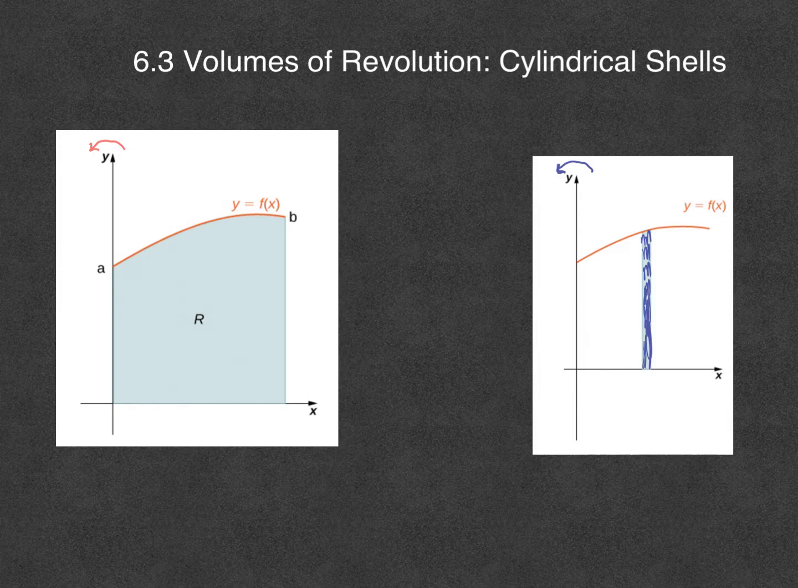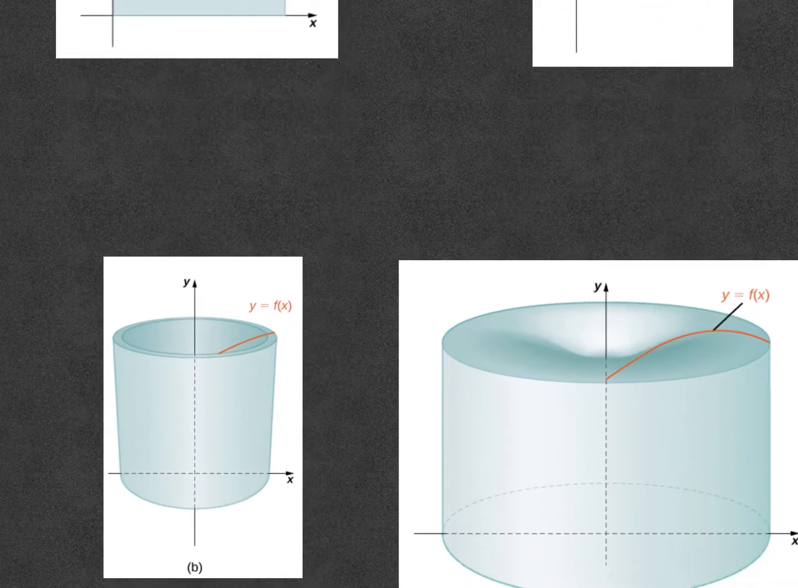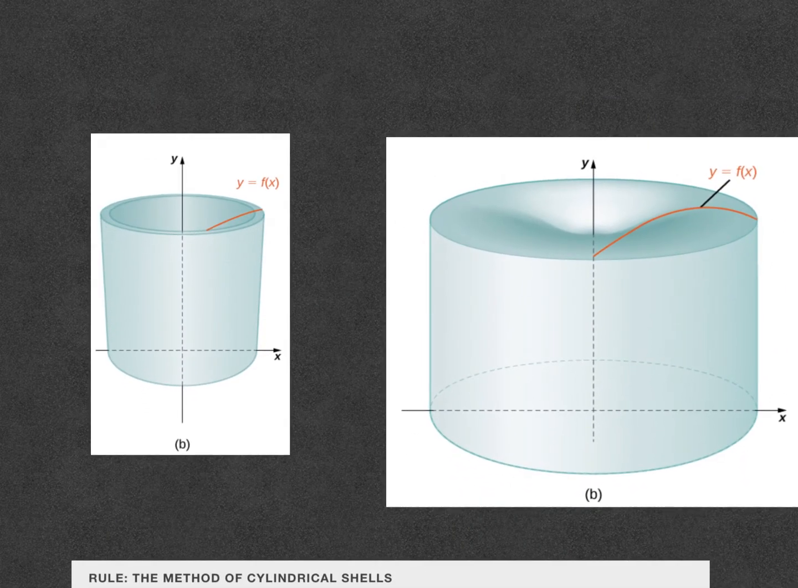And to help with the visual, we have these two pictures here. The one on the left is a single rectangle revolved about the y-axis, creating a shell, a really thin shell. The thickness of the shell is represented by the dx, or the delta x, that we've seen previously. All right, the height of the shell, that is the function f of x.